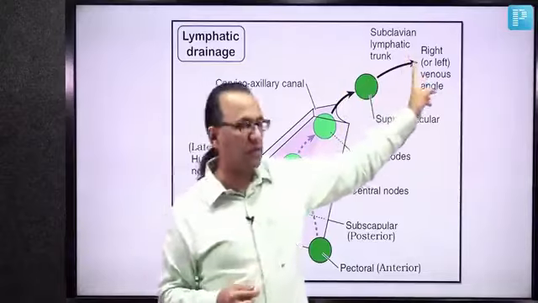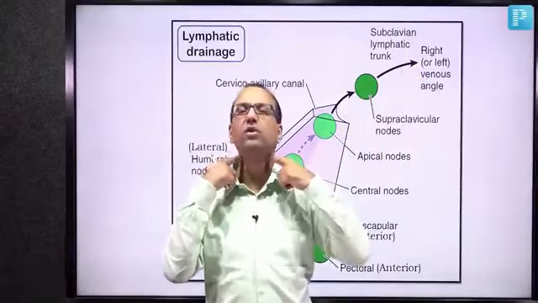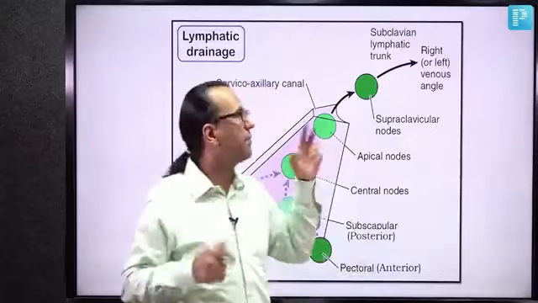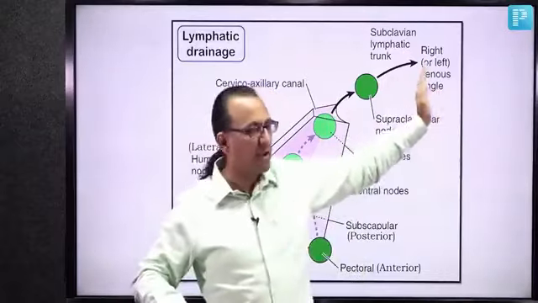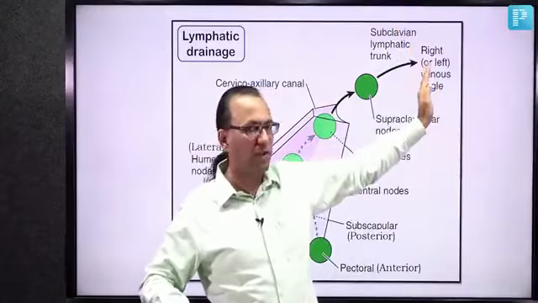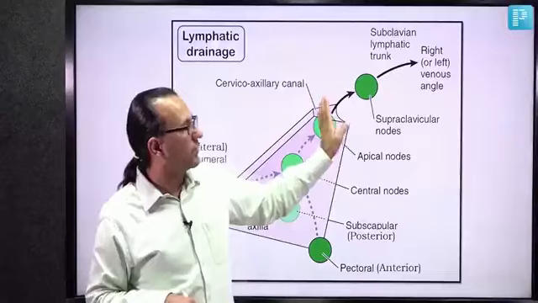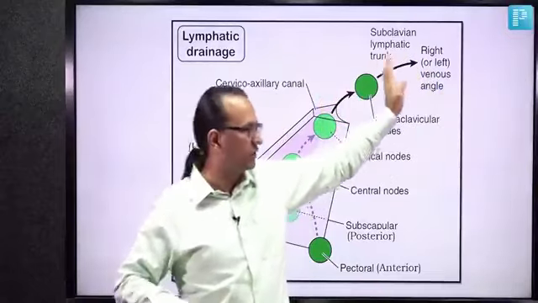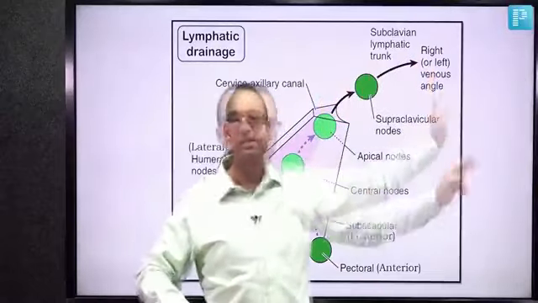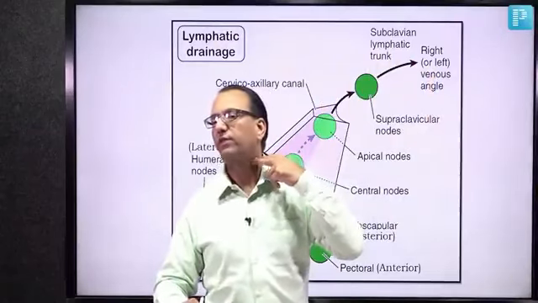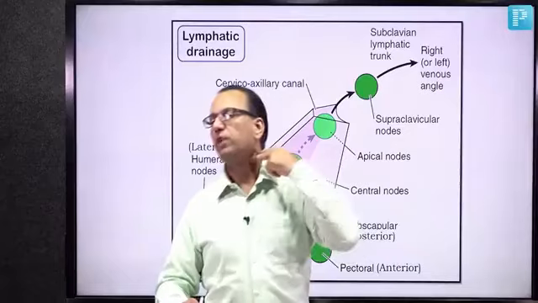Now this right lymphatic duct or the thoracic duct will drain into the venous angle, which is called the jugulo-subclavian venous angle, the meeting point of the subclavian vein and the internal jugular vein, where you have the formation of the brachiocephalic vein. So the right lymphatic duct will drain to the right jugulo-subclavian venous angle, whereas the left thoracic duct will drain into the left jugulo-subclavian venous angle.